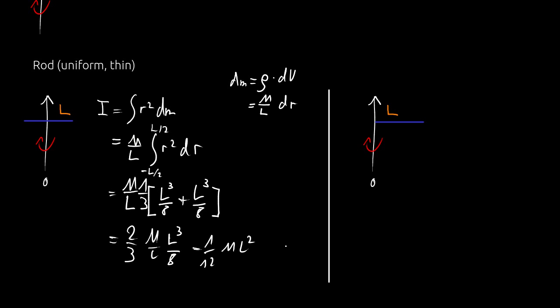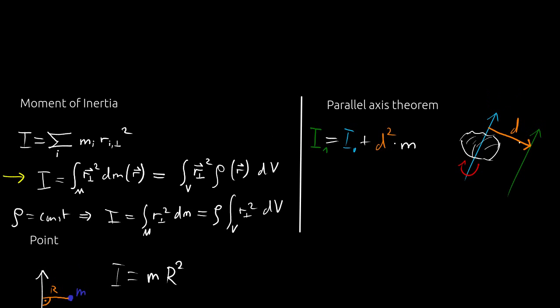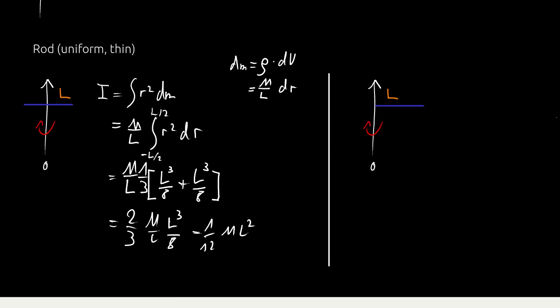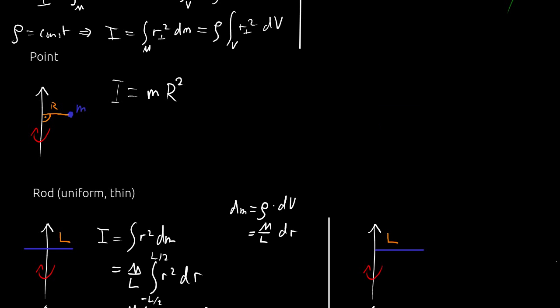Okay, there we go. And now we are just going to calculate it for the rod rotating around one of its ends. It's rotating not around its center, but one of its ends. Okay, and for that we're going to use the parallel axis theorem, because we are just shifting the axis to the left, basically, here.